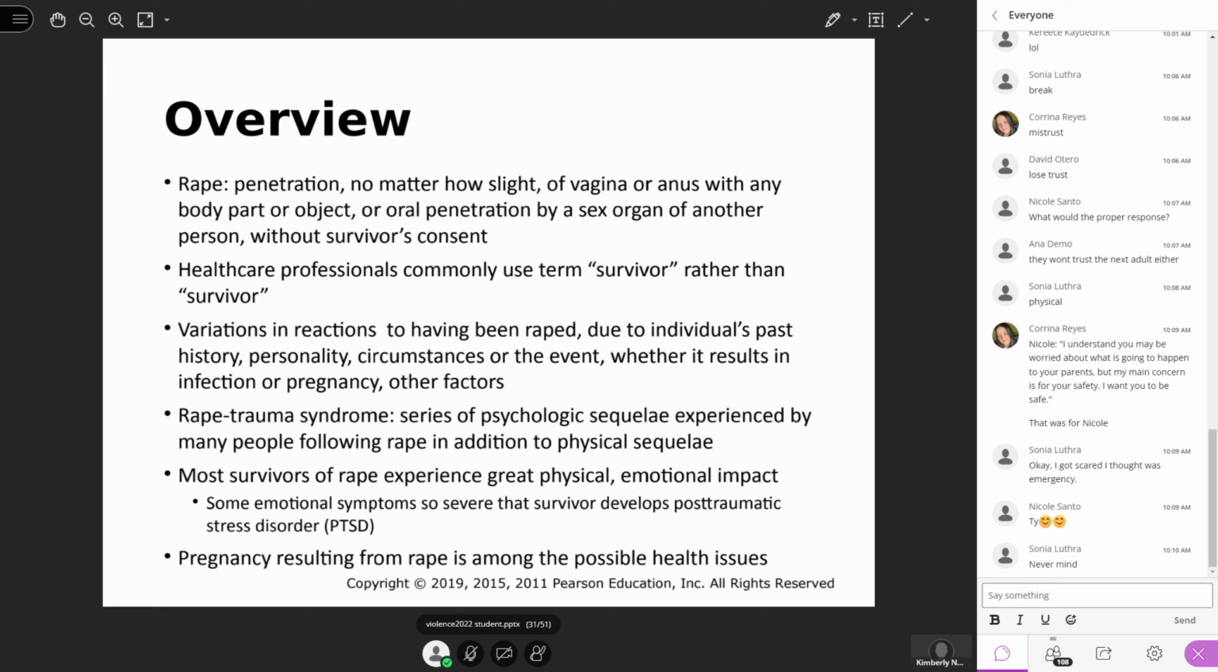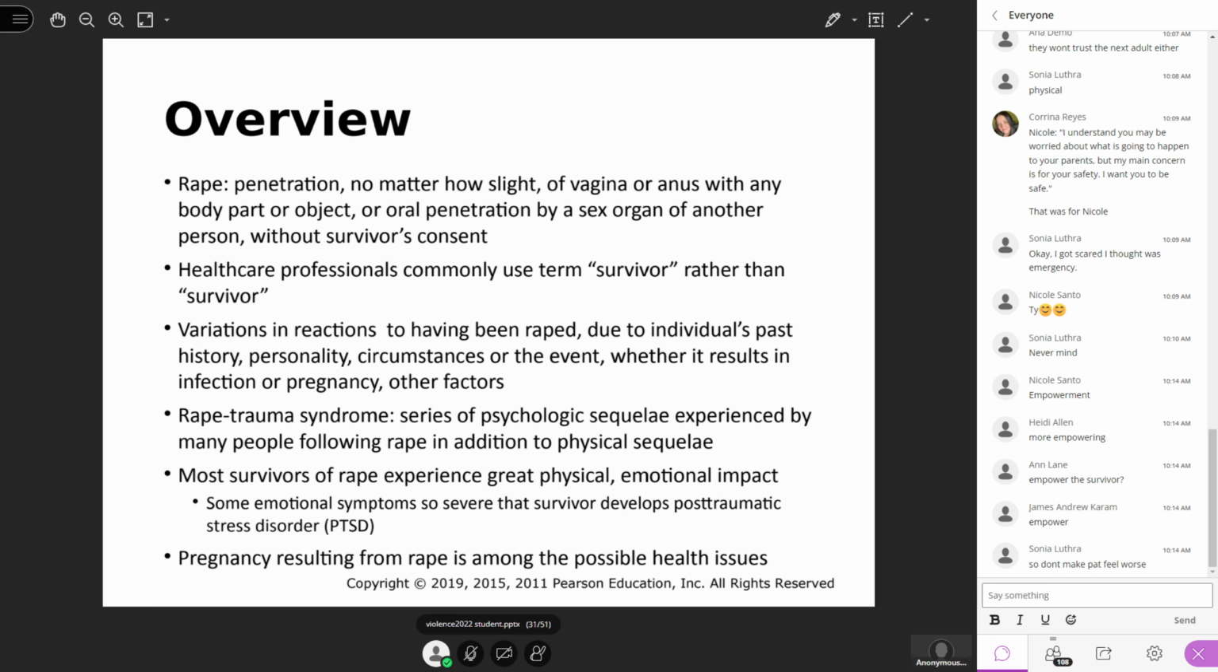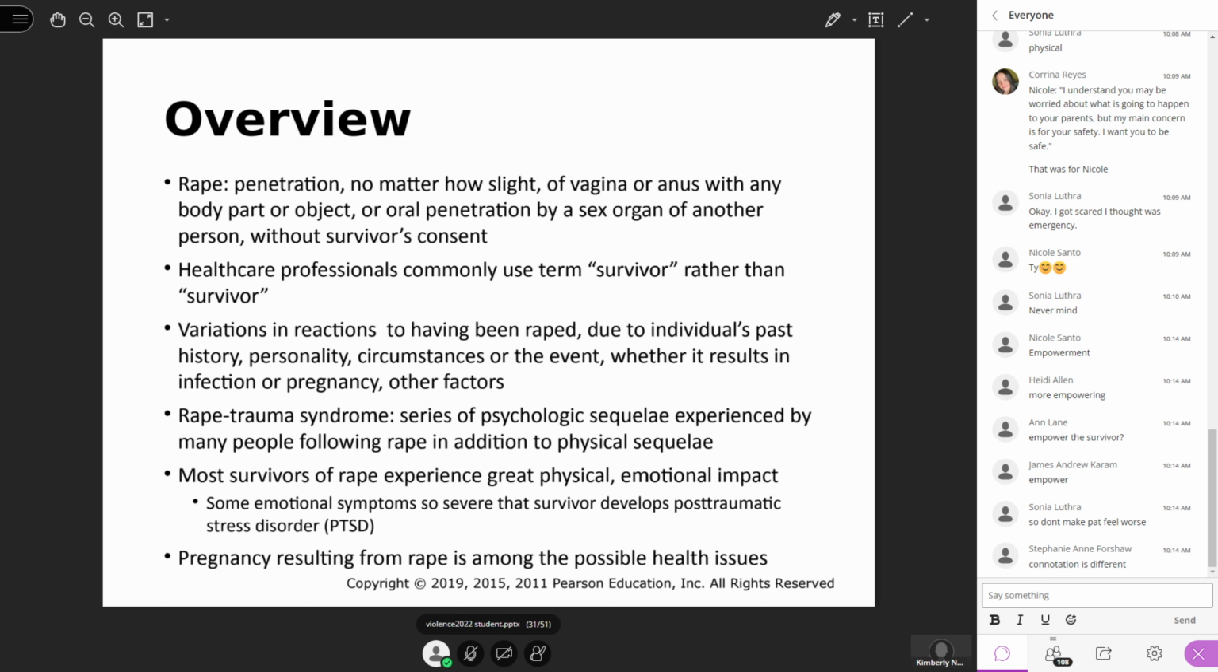In the next line, it should say healthcare providers want to use the term survivor of rape versus victim. Why do you think we want to do that? It empowers them. Correct. Right. That helps them.